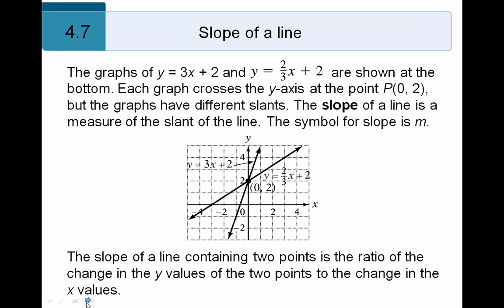The graphs of y equals 3x plus 2 and y equals 2/3 x plus 2 are shown at the bottom. Each graph crosses the y-axis at the point (0, 2), but the graphs have different slants. The slope of a line is a measure of the slant or the steepness of the line. The symbol for slope is the letter m. The slope of a line containing 2 points is the ratio of the change in the y values of the 2 points to the change in the x values of the 2 points.